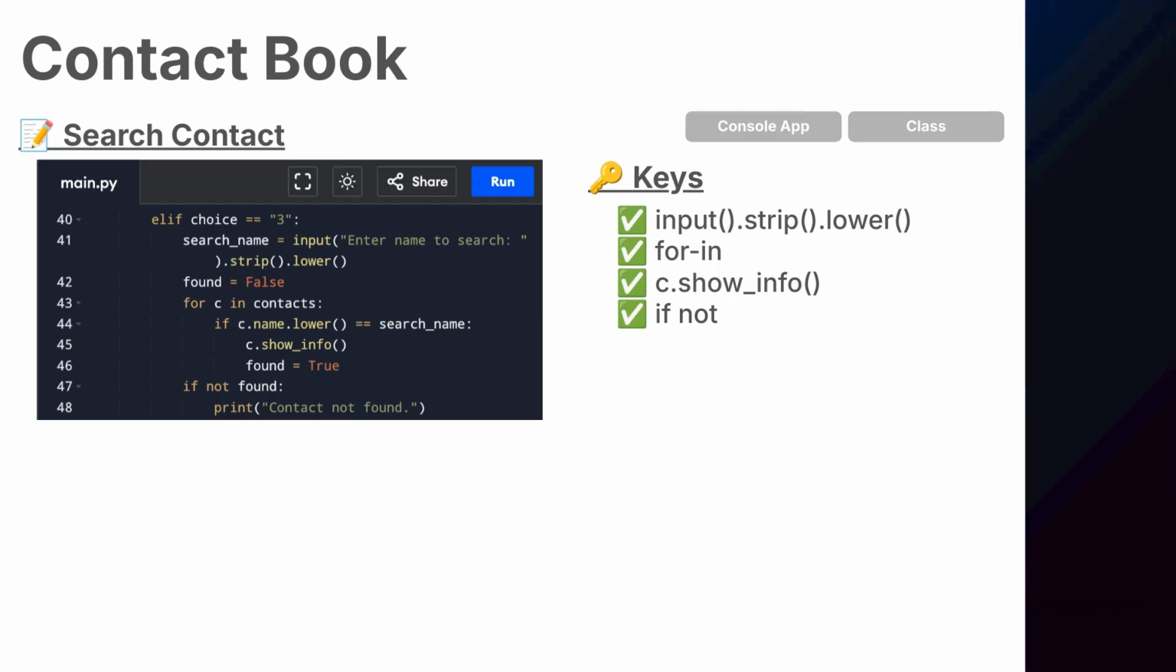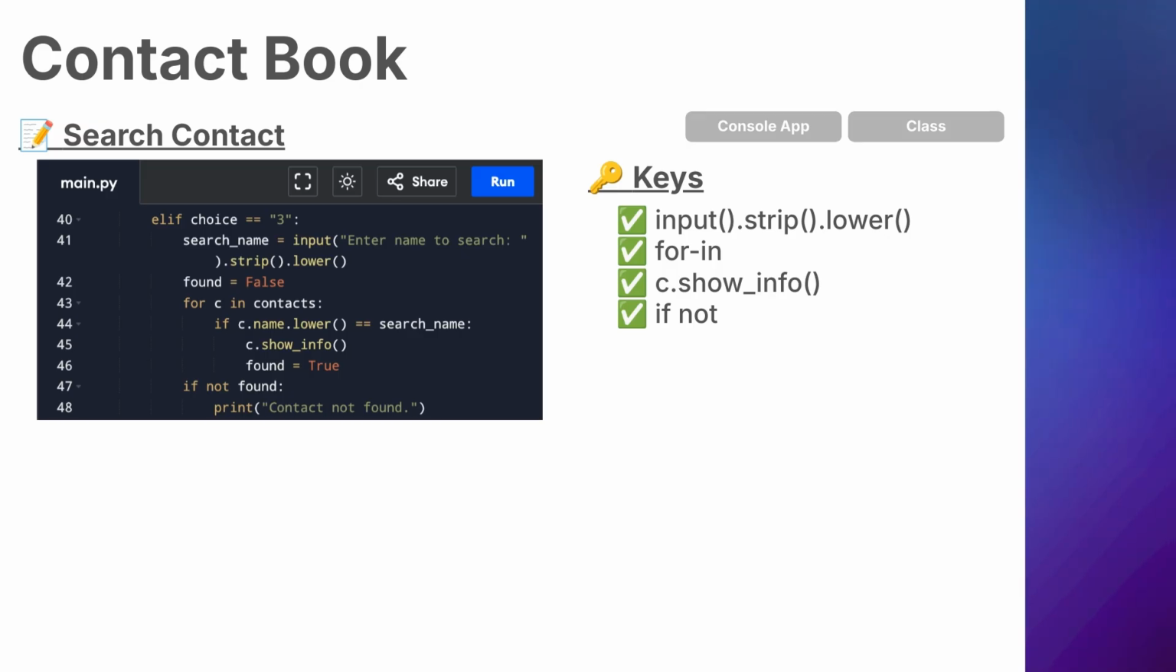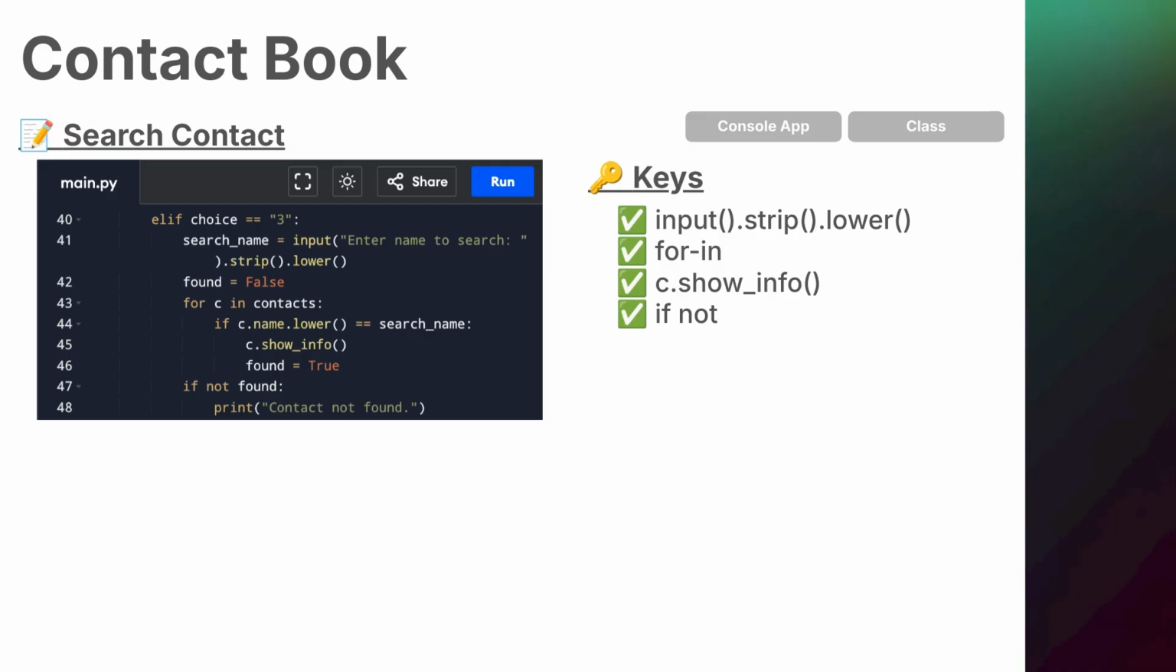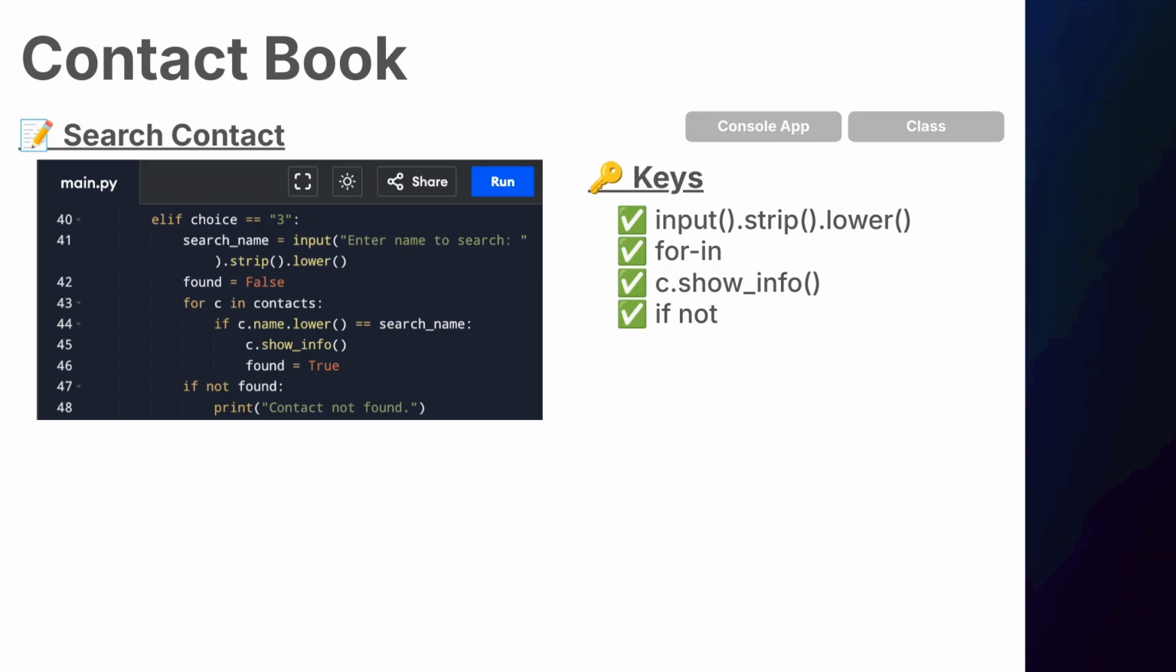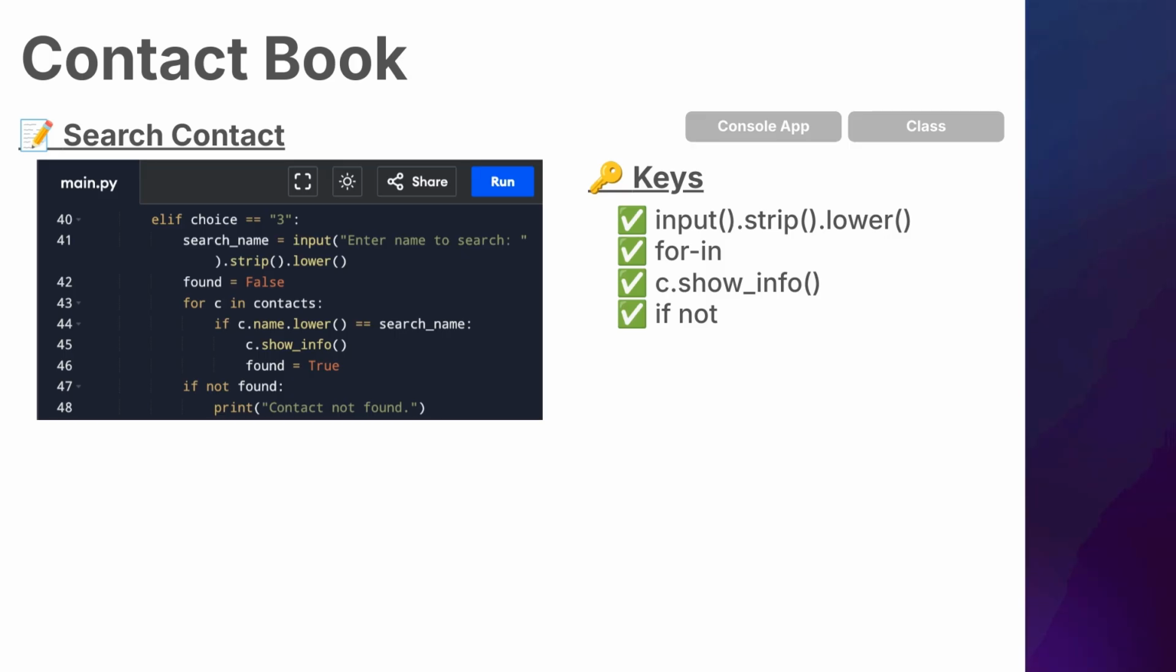We immediately call strip and .lower on the input to remove any unwanted spaces and to make the search case insensitive. This means Alice and alice will be treated as the same name, which makes the program friendlier. Next, we set a variable called found to False. This is a flag we'll use to track whether we found a matching contact during our search.